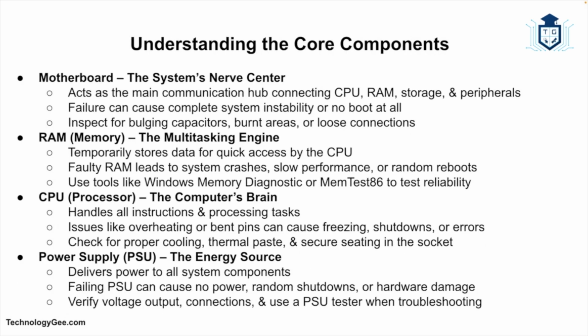All right, so once again, we're talking about troubleshooting motherboards, RAM, CPUs, and power. So we need to understand the core components that we're dealing with here. So before we go symptom hunting, let's quickly review the 4 hardware stars of the show. First, we have the motherboard, and this is the central hub where all components connect. And if this thing fails, then your whole system is in trouble.